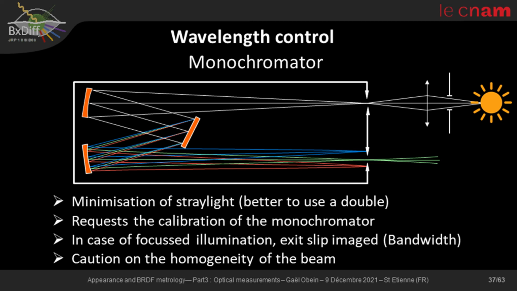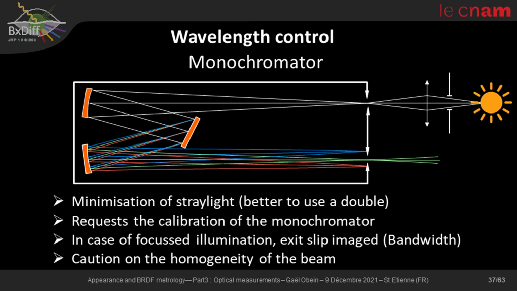You have to be careful to be homogeneous at the exit of the beam, because usually the filament of the lamp is imaged at the entrance slit of the monochromator. We do this because we want the filament at infinity on the grating, since it gives a better diffraction. If you image your filament on the grating, it's not good. So you don't have the choice: if you want the filament at infinity here, it has to be imaged here.